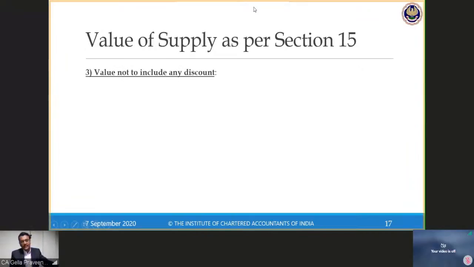My answer for this, Deepika, I would look into this way. Section 15 talks about value of taxable supply. I repeat, Section 15, if you look at the heading, it says value of taxable supply. Now here, are we dealing with taxable supply or are we dealing with exempted goods, that is non-taxable supply? To answer that question, I travel back to section 8.